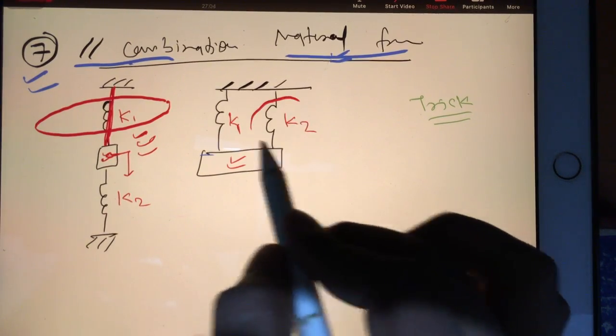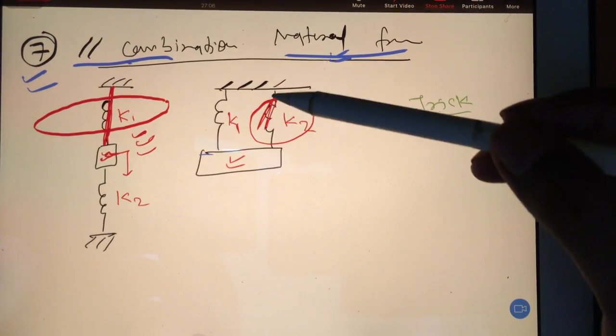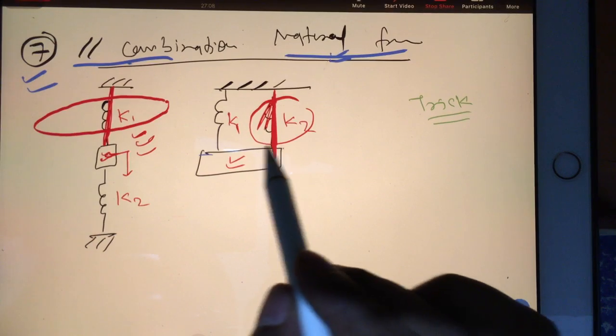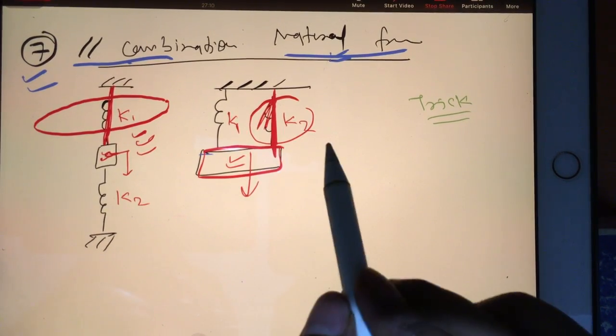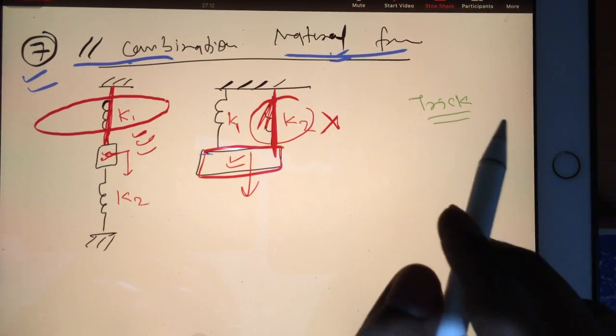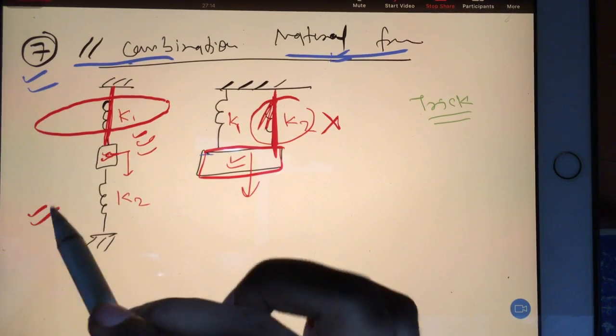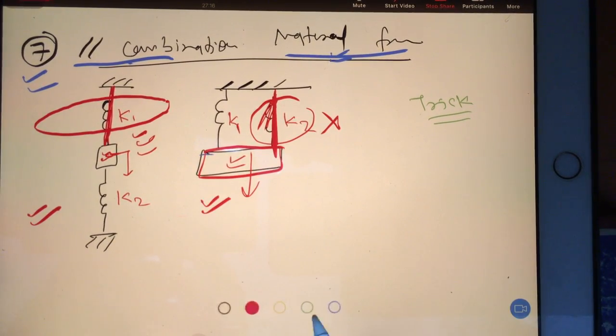Just make this spring rigid. So it's like it is a complete rod. So mass is attached here, so mass cannot go down. So it is parallel combination. Okay. So this is parallel combination. For example, you apply the same approach.